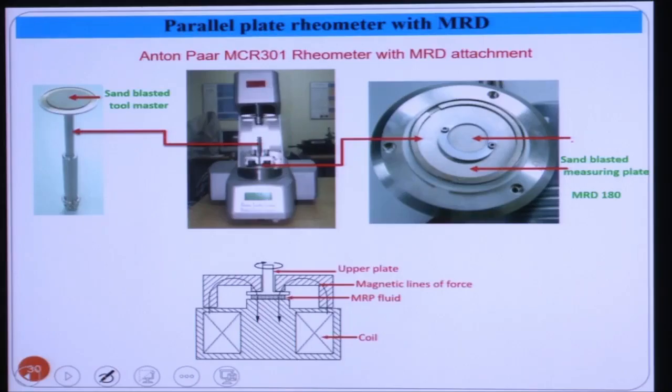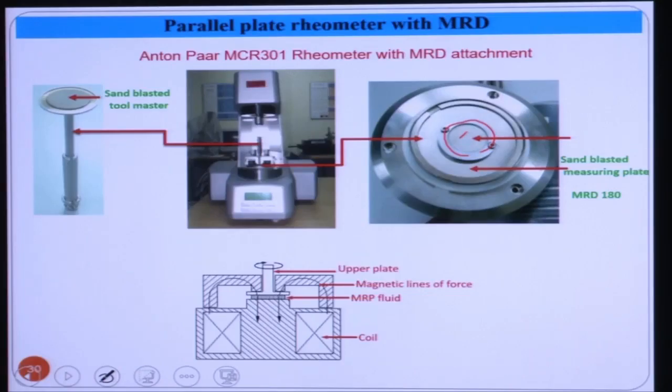So this is the bottom plate here. They have two parallel plates. This is the bottom plate, which is sandblasted in our case, and there is a container kind of thing. So a protrusion is kept there. Here we have to keep our MR fluid. The diameter of this bottom plate is 20 millimeter, and this is the top plate here.